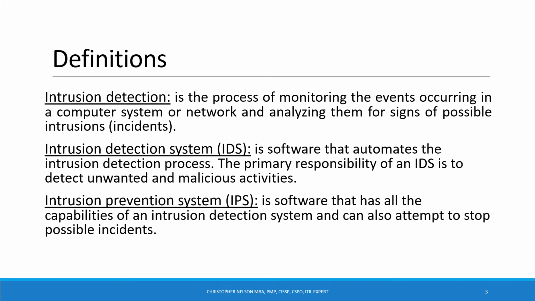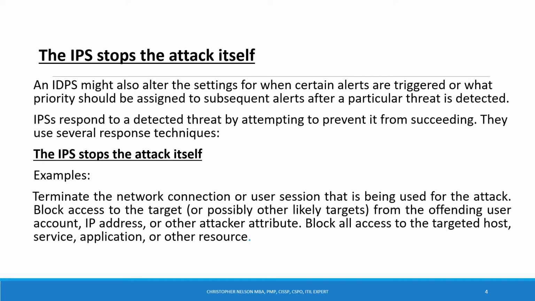For the purposes of this course, you could look at intrusion detection, which is the process of monitoring the events occurring in a computer system, or intrusion detection systems, which is IDS, which is software that automates the intrusion detection process, or an intrusion prevention system, which is software that has all the capabilities of an intrusion detection system and can also attempt to stop possible incidents. An IDPS might also alter the settings for when certain alerts are triggered or what priority should be assigned to subsequent alerts after a particular threat is detected.